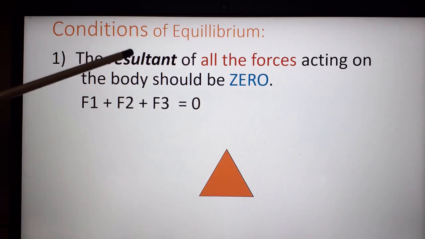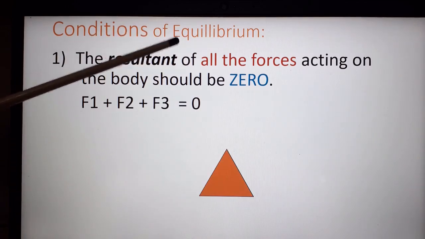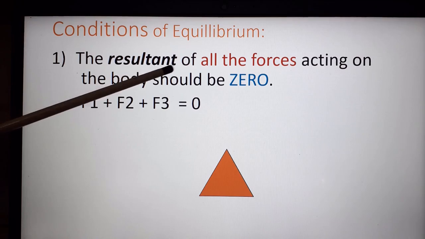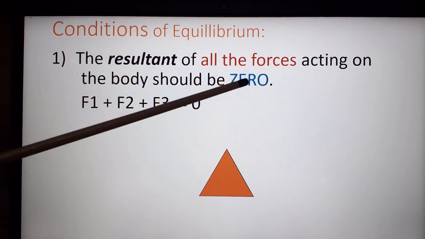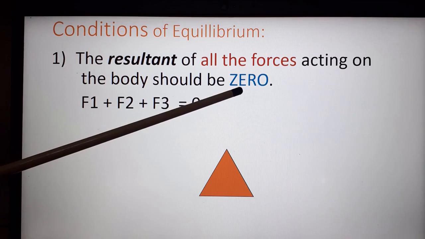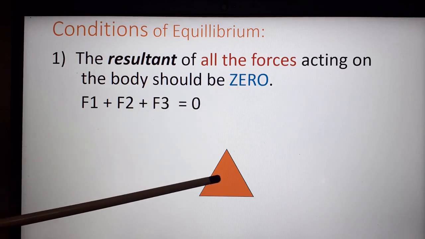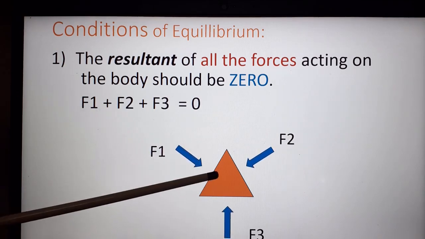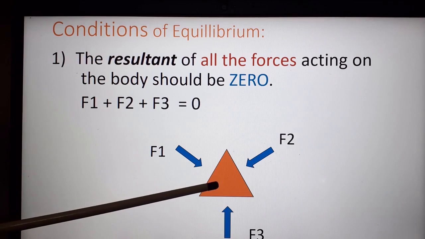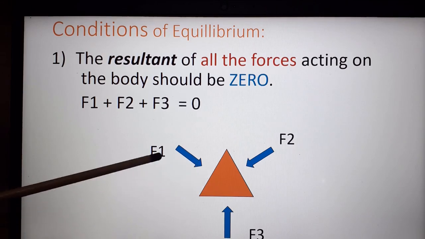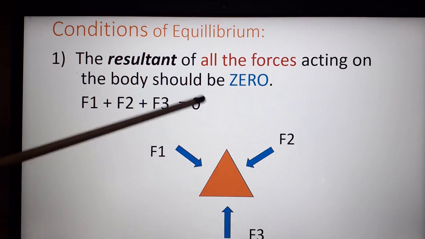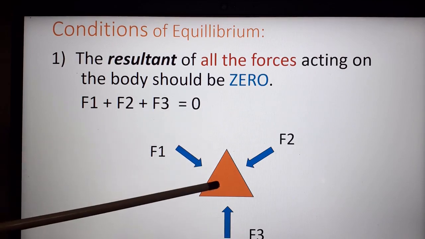Now the most important topic is conditions of equilibrium. When can an object be in equilibrium? When the resultant of all the forces acting on the body is 0. Then and only then it will be in equilibrium. Let's consider this object is in a state of rest. We are applying three forces F1, F2, F3. In spite of three forces acting on this object, it is remaining in a state of rest. Why? Because if you add F1, F2, F3 with their sign, considering the directions, right, you will get the answer 0. So it is in equilibrium.